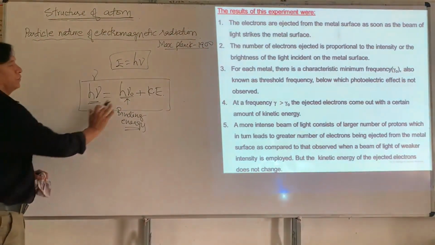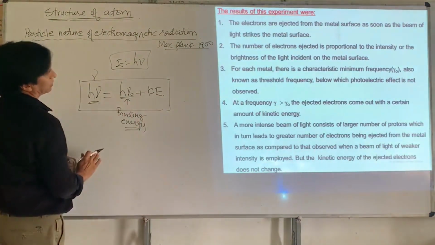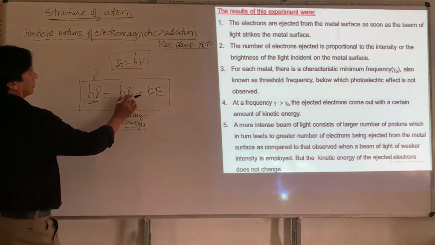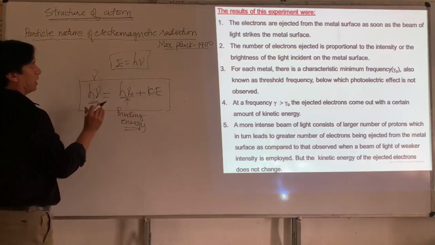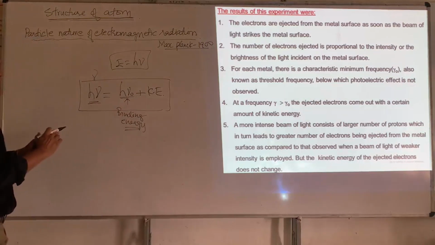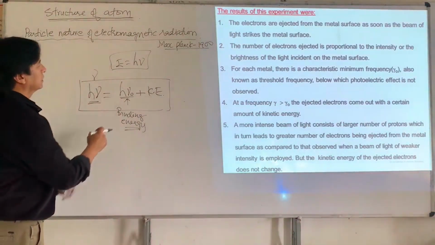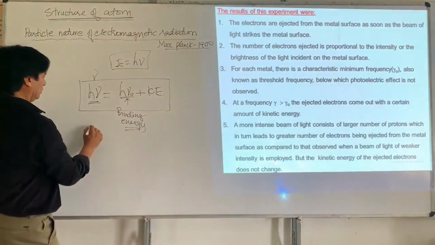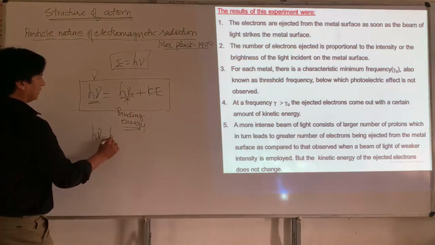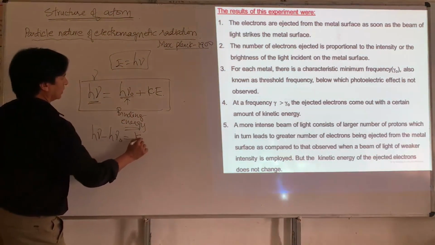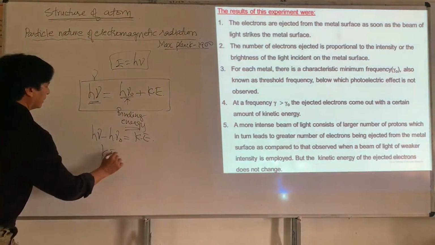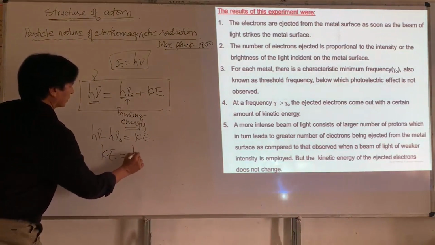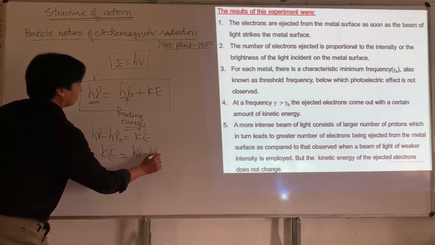And now, if you rearrange the expression here, if you bring this h nu naught, that is the binding energy, the energy which binds the electron with the nucleus of the atom, you get h nu minus h nu naught equal to the kinetic energy of the electron. Or you can write the kinetic energy of the electron as h nu minus h nu naught.